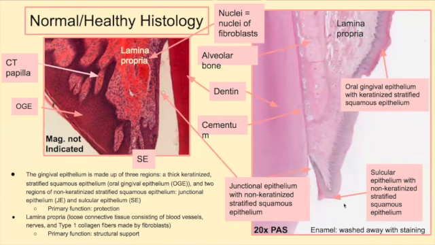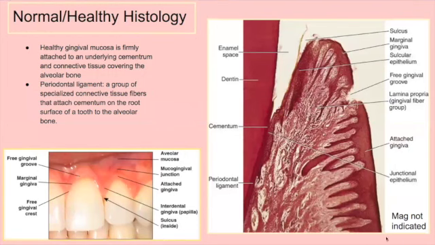On the next slide, you can see a good picture of what the gingival sulcus looks like. In healthy gingival tissue, the periodontal ligament helps firmly attach the root of a tooth to the underlying bone. The fibers of the periodontal ligament are anchored in the cement layer of the tooth and in the alveolar bone. Oral mucosa is attached directly to the periosteum of the underlying bone with no intervening submucosa.